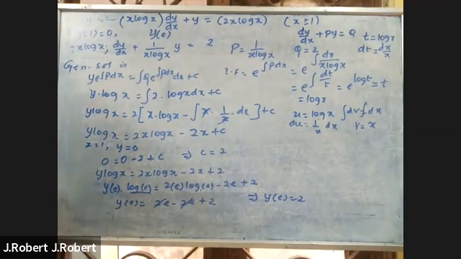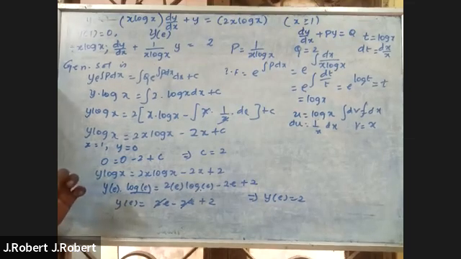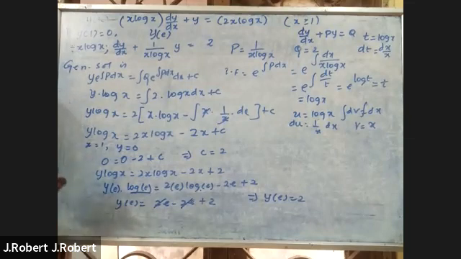So it is given: solve x log x dy by dx plus y equals 2x log x. First of all, solve this, then use the given condition. When we solve, the differential equation is of the form dy by dx plus py equal to q. Here, what is in front of dy? We can see x log x.